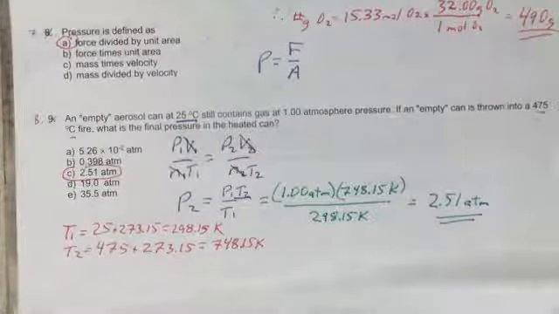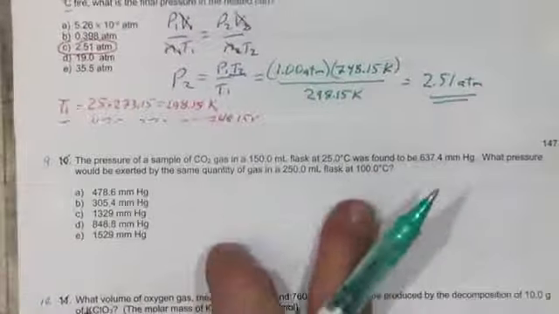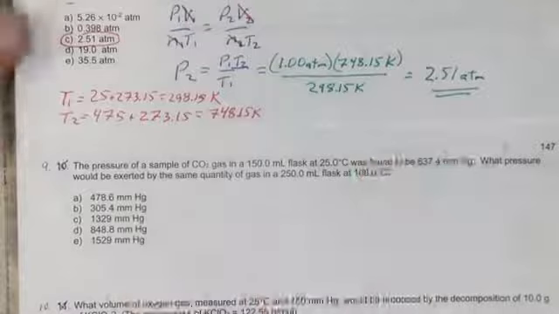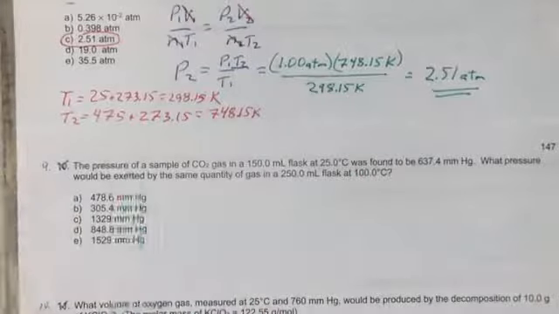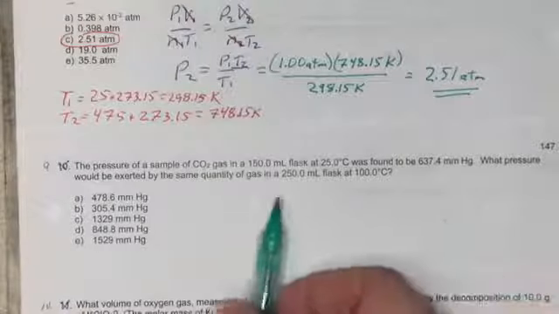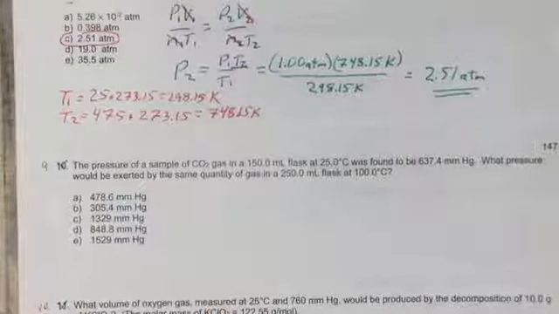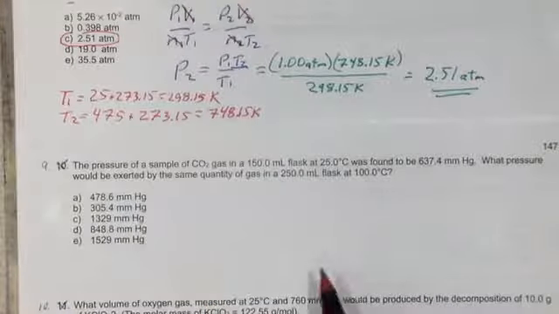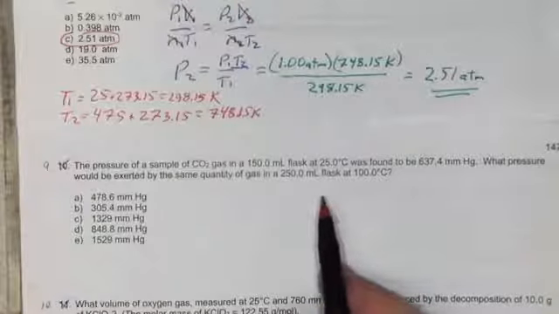Okay, we'll go to question number 9. Now, I've renumbered the questions. It was question 10, but I took out that redundant question, so now I'm calling this question number 9. The pressure of a sample of carbon dioxide gas in a 150 milliliter flask at 25 degrees C was found to be this. What pressure is exerted by the same quantity of gas in a different volume and a different temperature? We're taking a gas under two sets of circumstances.